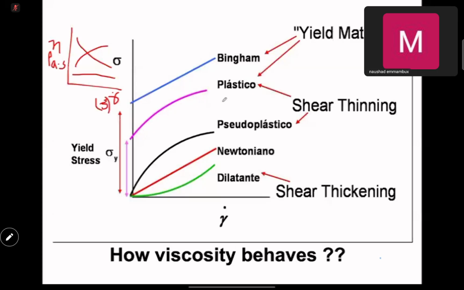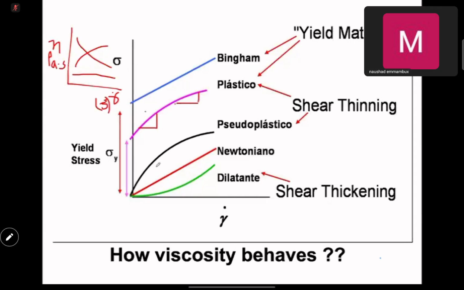Remember, shear stress divided by shear rate is the viscosity. But first you need to look at the shear stress and shear rate graph, and this is how it looks. This is shear thinning. If you think about it, the slope is the viscosity. Can you see here? The viscosity here is high, the viscosity here is low.